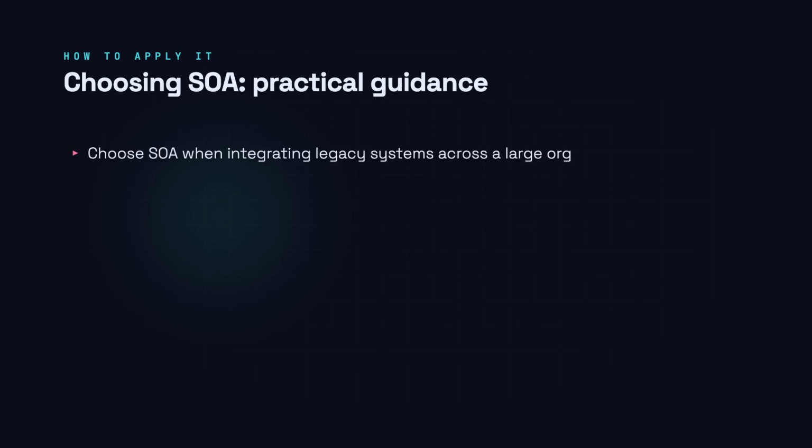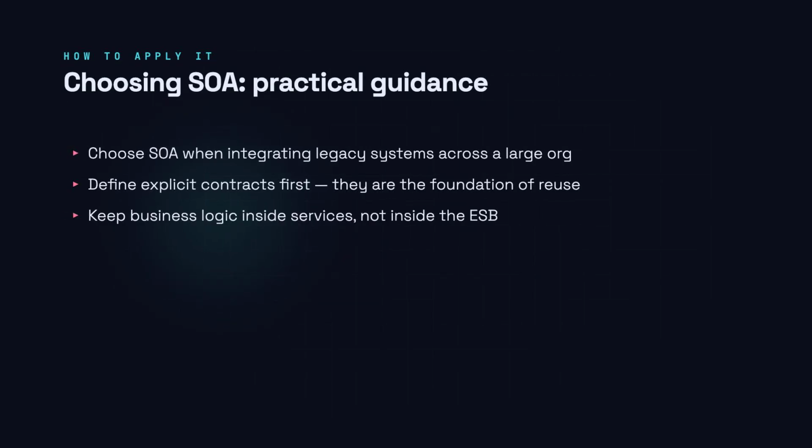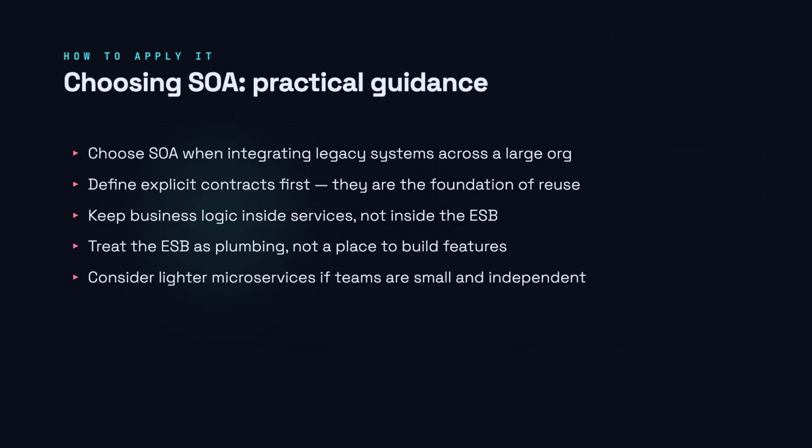If you do adopt SOA, a few principles will save you serious pain. Start by defining your service contracts clearly. They are the promise each service makes to its consumers, and everything depends on their stability. Resist the temptation to put business logic inside the ESB. That turns it into a hidden application that nobody fully understands. Use the ESB strictly for routing and translation. And if your organization has small, autonomous teams rather than large cross-system integration needs, microservices, SOA's finer-grained successor, will likely serve you better.